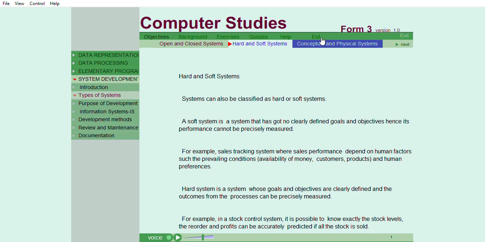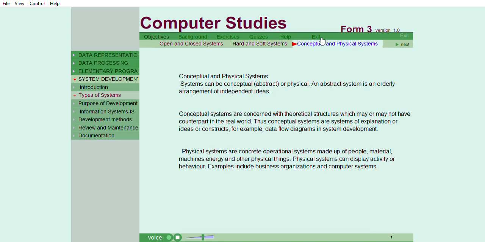Hard systems are systems whose goals and objectives are clearly defined and the outcomes from the processes are predictable. For example, in a stock control system, it is possible to know exactly the stock level, the reorder level, and the profits can be accurately predicted if all the stock is sold.